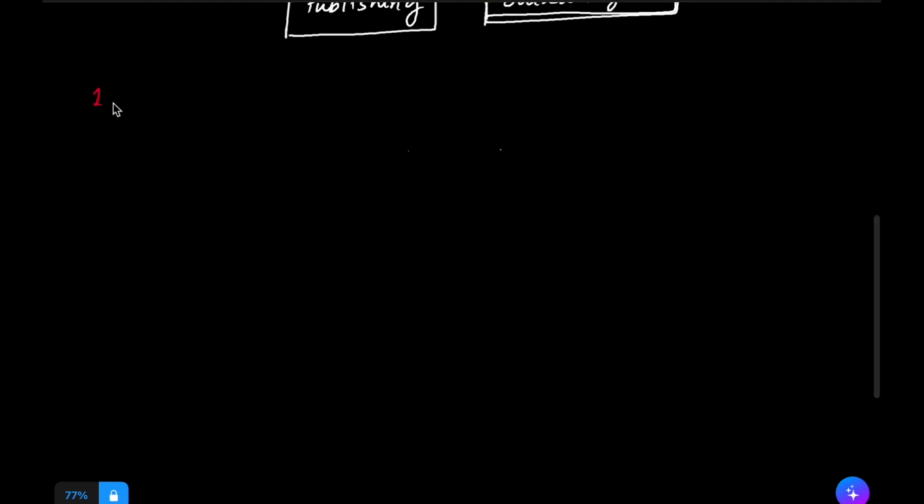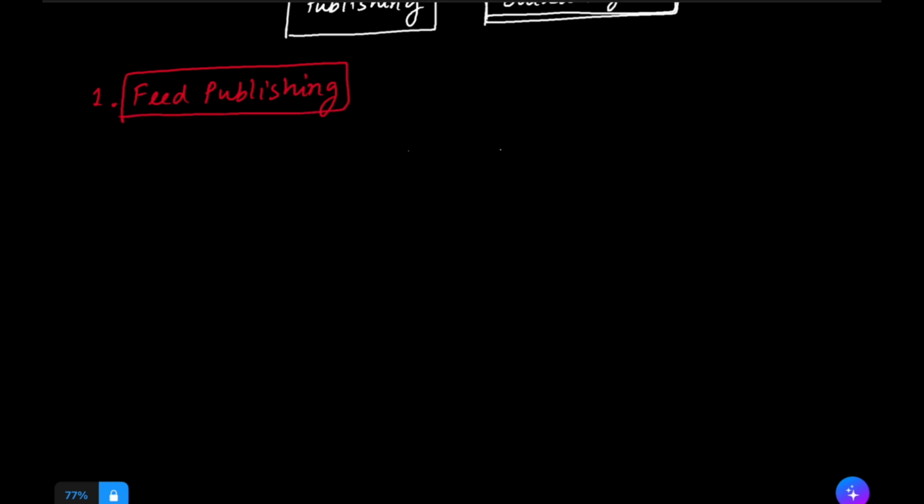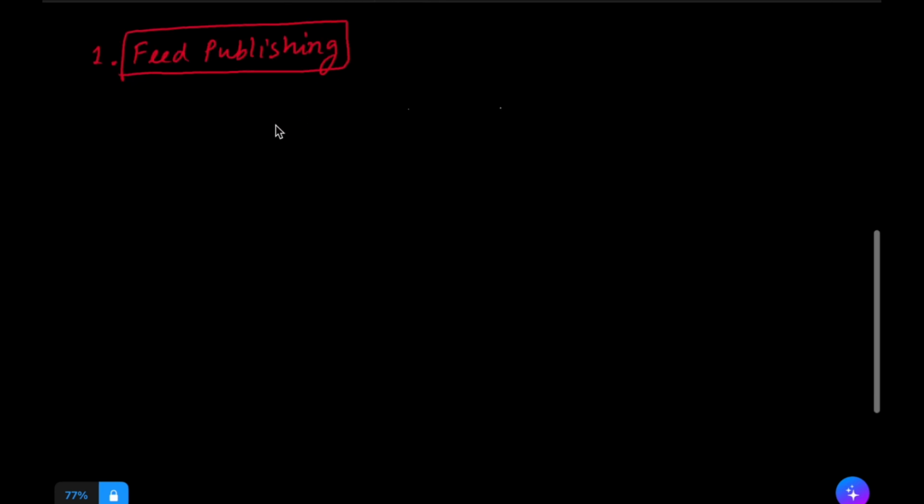So first we have feed publishing. What is feed publishing? At a high level, feed publishing is when a user posts or writes something on a social media platform or any other platform, and it is fed into the feed of the user's followers or friends, so that they can be updated with the user's posts. This is a high level definition of feed publishing.